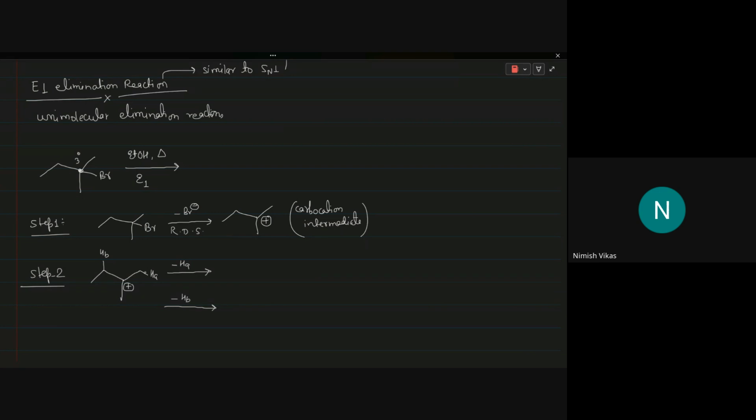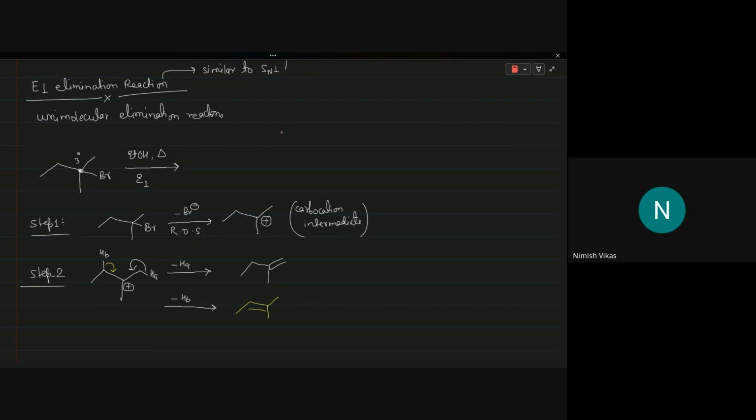Suppose when the Ha hydrogen is abstracted like this, what product are you going to get, sir? You are going to get this type of product, right? And when the base abstracts this Hb hydrogen like this, you are going to get a product like this. Okay? Yes, sir. Okay?